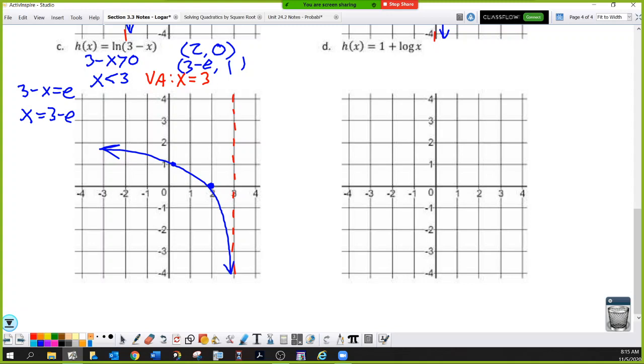And the last one. It's written in a weird way, but that's been shifted up 1 unit. Well, your domain is decided by your argument, and the argument must be positive, right? So you go, okay, argument is x. Oh, x must be positive. X has to be greater than 0. What that tells you is that your vertical asymptote is still the y-axis. Cool.